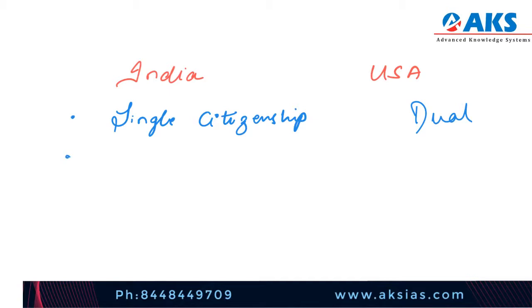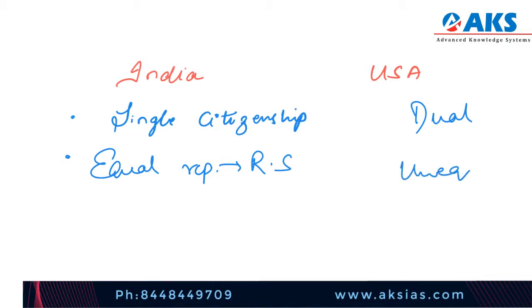Okay, another important feature which makes India non-federal is the equal representation given to the states in the upper house of the parliament, the Rajya Sabha. In India, all states have equal representation in the Rajya Sabha, irrespective of their population or geographical size. Whereas in USA, you have unequal representation in the Senate, which is a non-federal feature. Depending on the population of each state, there is unequal representation in the Senate of USA.